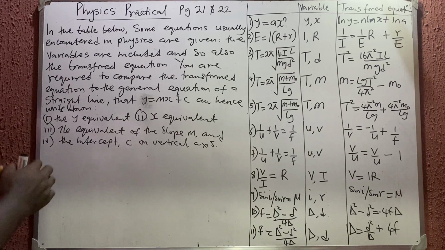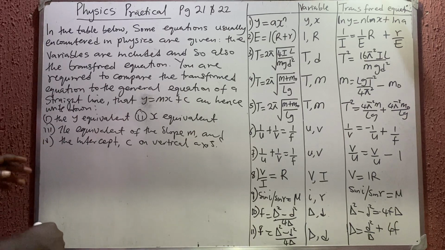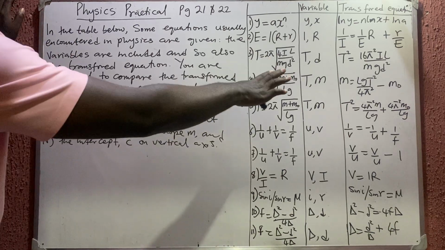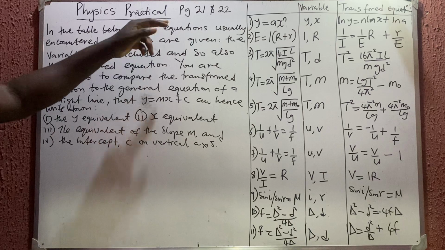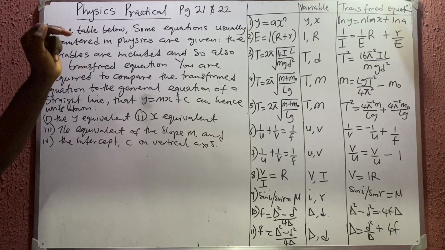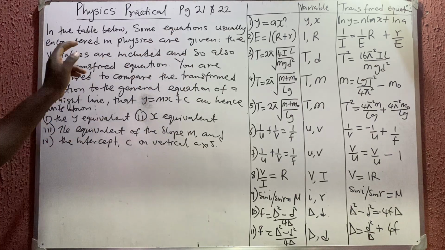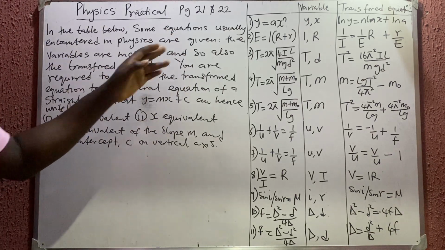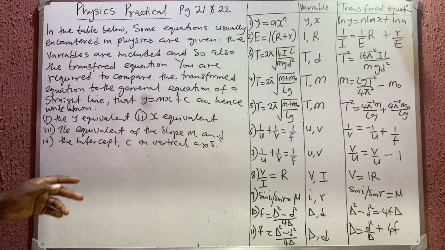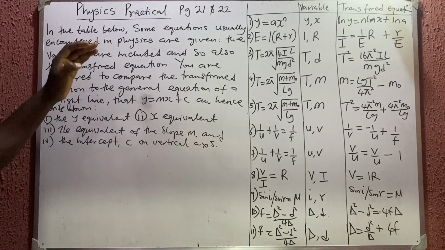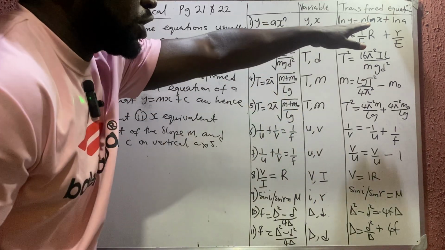Now this is page 21 and 22 of your physics practical manual. The question says that in the table below, some equations usually encountered in physics are given. These are the equations given, and the variables are included. These are the variables that are included, and they also transform the equation. This equation is transformed to this.